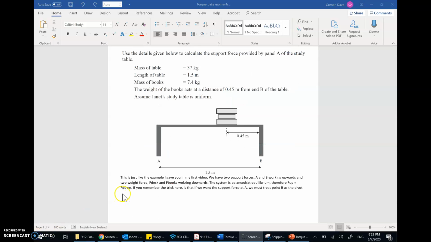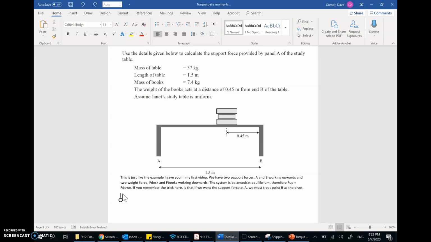This question is from an NCEA paper a few years ago. It's just like the one that I put in the first video to you. We have some books sitting on a table supported by two legs or two upward support forces A and B. Table legs are 1.5 meters apart, and the books are placed 0.45 meters away from pivot B, support force B rather. Now both the weight force of the table and the books act vertically down. The support forces A and B act vertically upwards.